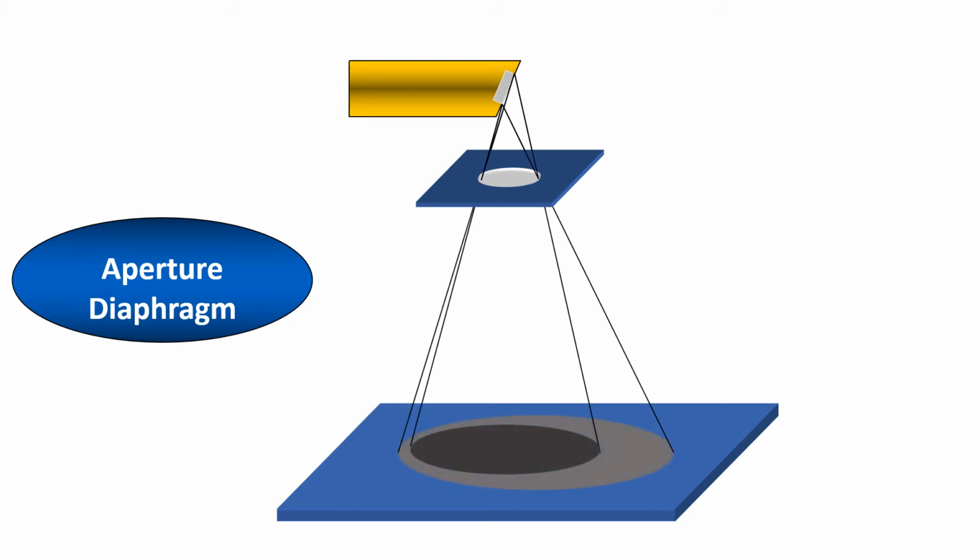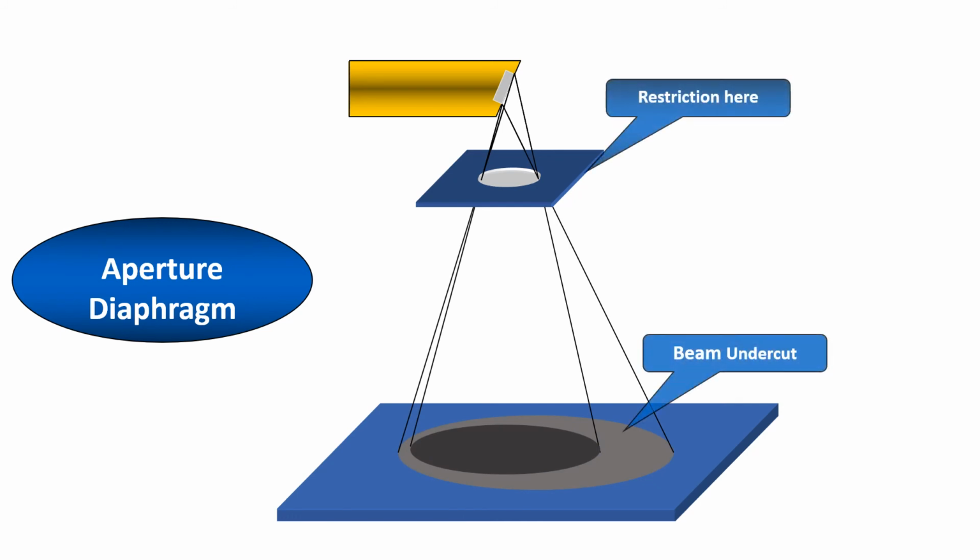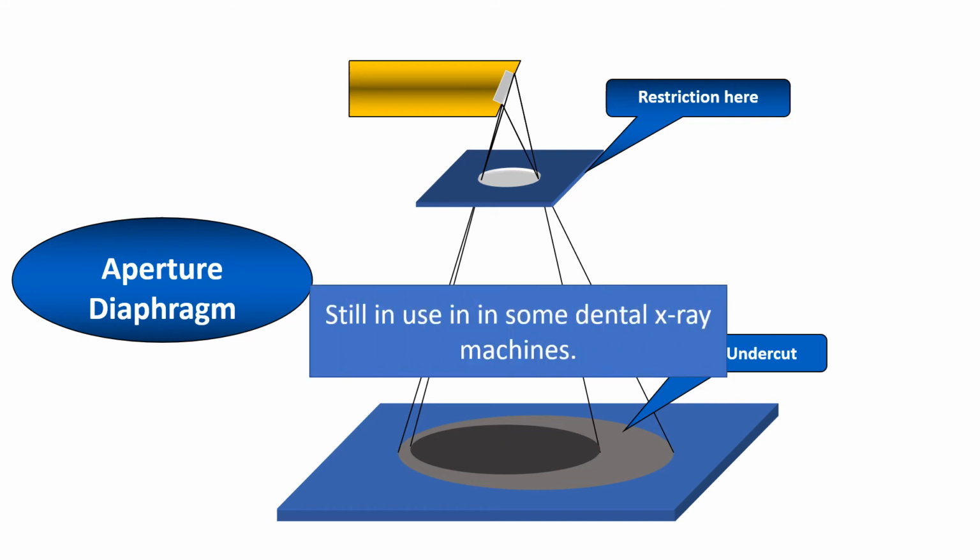Surrounding the collimated field is a fuzzy area. Beam undercut is akin to reverse penumbral shadow projected onto the image receptor. Since the aperture diaphragm is close to the focal spot and far from the image receptor, it tends to be very large. Aperture diaphragms are still in use in dental equipment since they use one film size and they don't need the adjustability that we do.